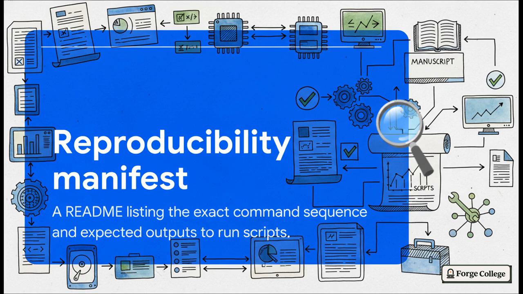It tells the reviewer the exact command sequence they need to use, exactly what outputs to expect, and any runtime considerations they should know about. You are leaving absolutely zero guesswork here. If they need to install specific dependencies first, it's all mapped out clearly right in the manifest.